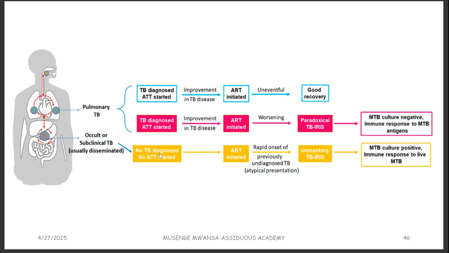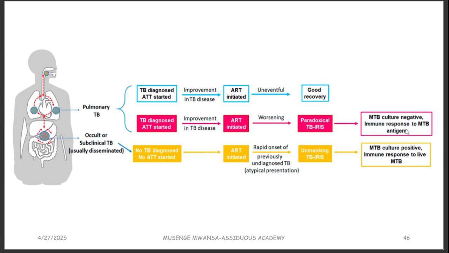And then there's a second patient. You have not diagnosed them with TB, and they are not on HIV treatment, they are fine. But when you start treating them for HIV, there is rapid onset of previously undiagnosed TB. They start showing symptoms of TB, like you can now see the TB. That's known as unmasking. So the paradoxical MTB culture is going to be negative.